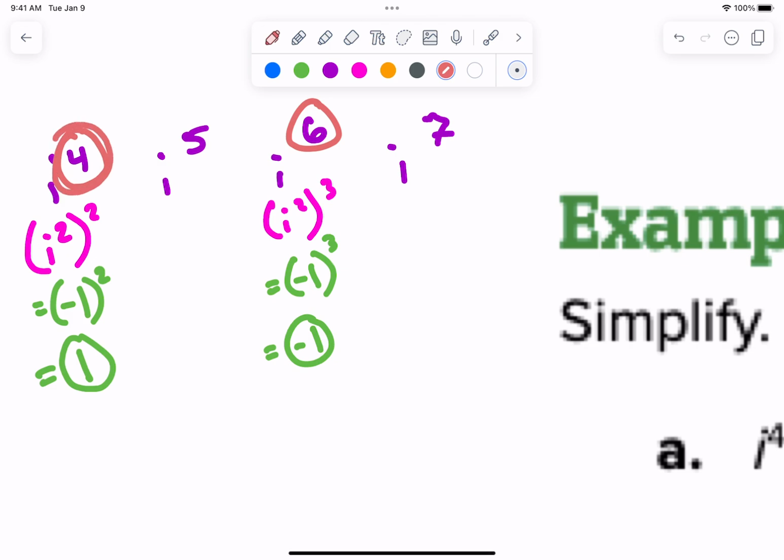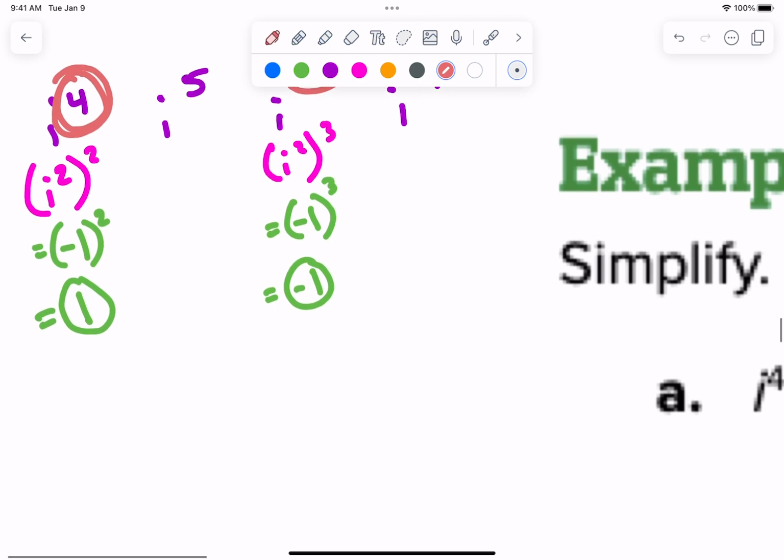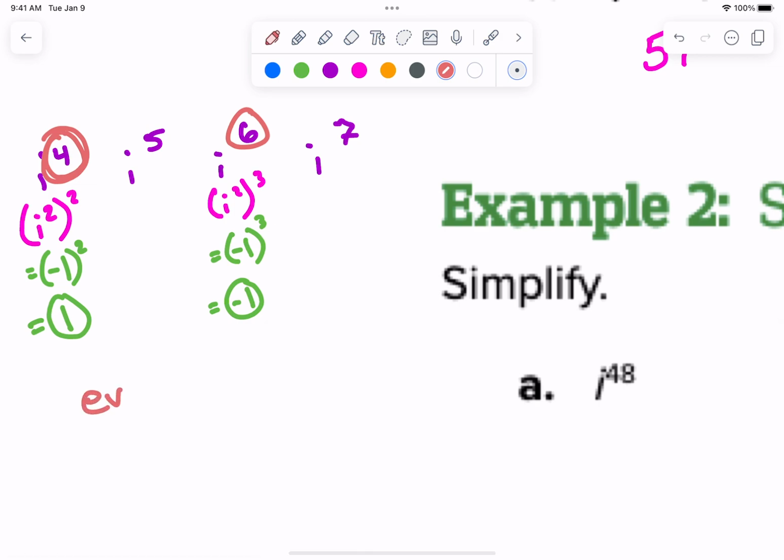You don't have to remember these rules or write them down unless you want to. Even equals plus or -1. Multiple of 4 equals +1. Non-multiples of 4 are -1.